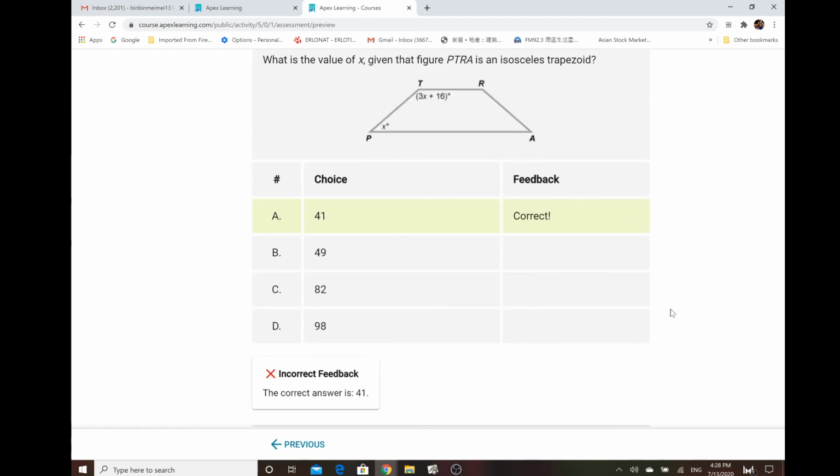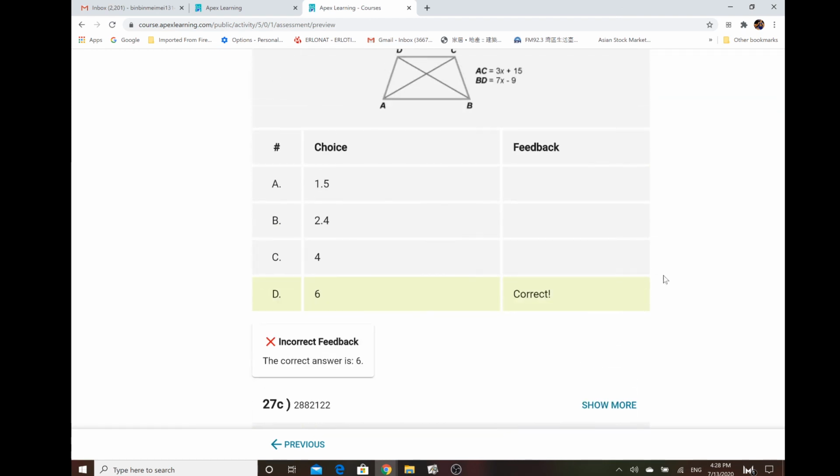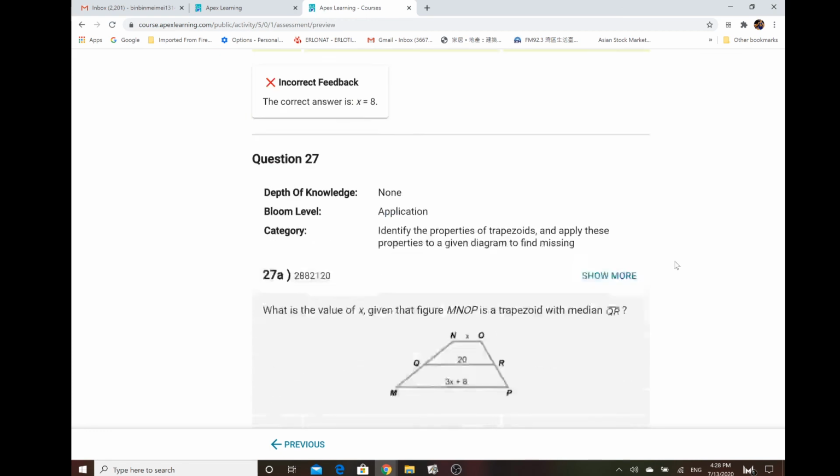Okay, so that's it for this pretest. It's pretty straightforward. I think it's one of the easiest units.